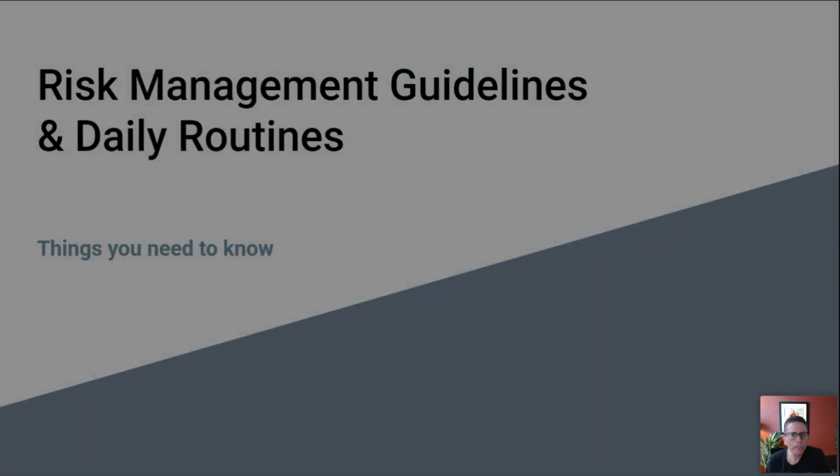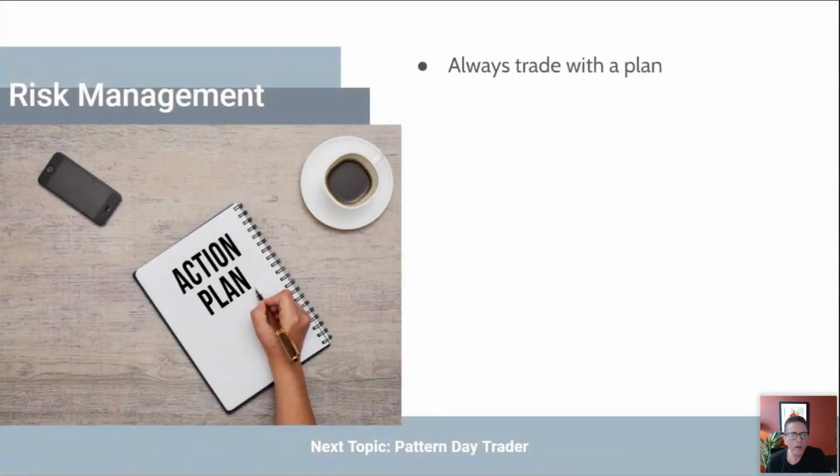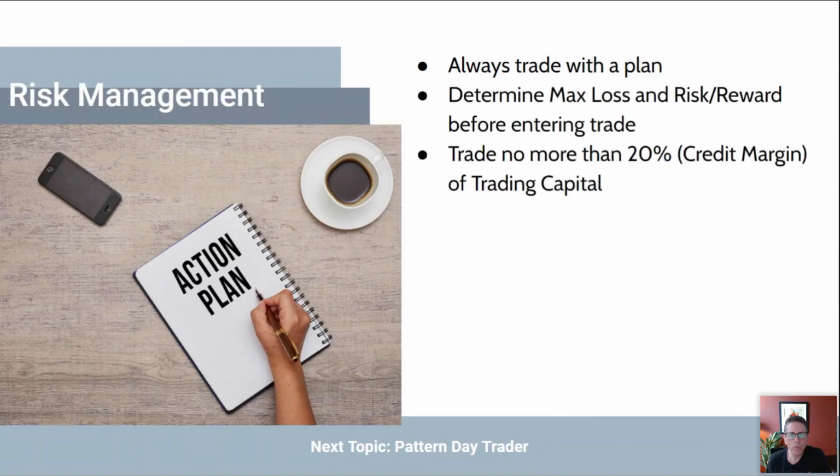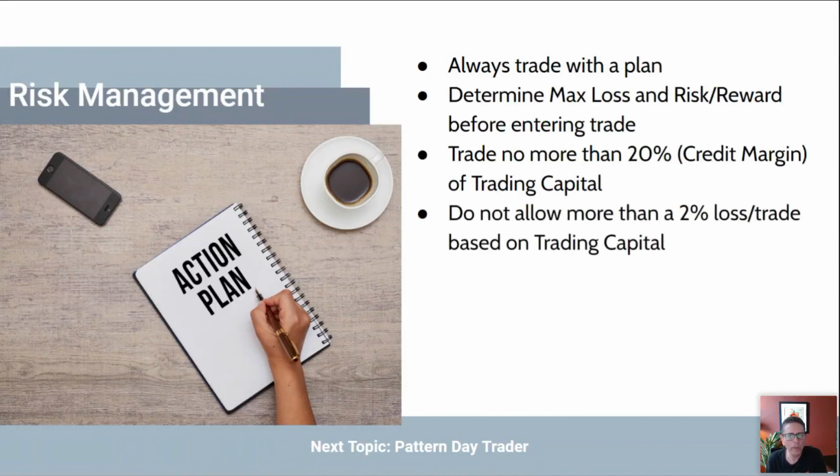Okay. So let's talk a little bit about risk management. Always trade with a plan. #1. #2, determine your max loss and risk reward. You don't want to trade more than 20% of your margin with these types of trades, just because you need to have cash. And when you roll the trade, it does cost sometimes. Okay. And we'll talk about that. Don't allow more than 2% loss on your trade.